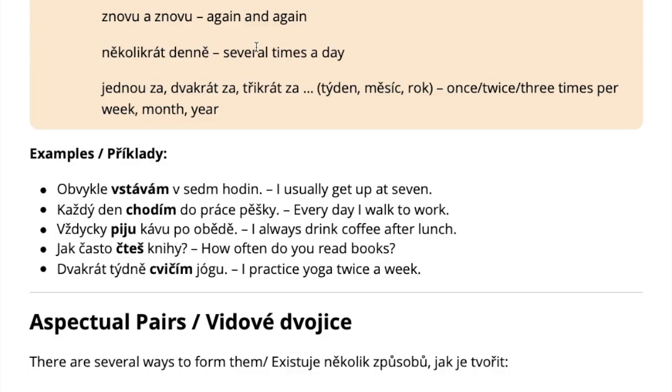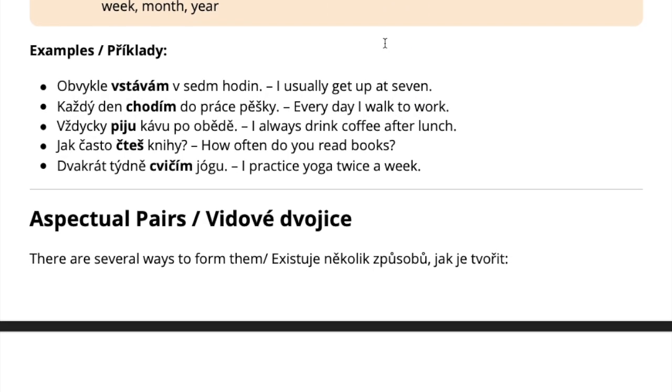Několikrát denně, several times a day. Jednou za, dvakrát za, třikrát za, talking about the frequency, once, twice, 3 times per, týden, měsíc, rok. Týden, měsíc, rok would be week, month or year.